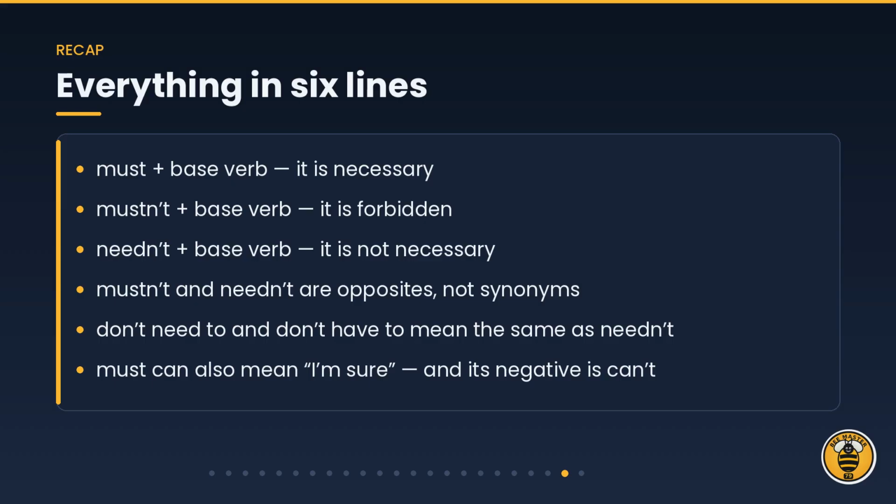Let's bring it all together. Must plus the base verb, it is necessary. Mustn't plus the base verb, it is forbidden. Needn't plus the base verb, it is not necessary. Mustn't and needn't are opposites, not synonyms. Don't need to and don't have to mean the same as needn't. And must can also express certainty, in which case its negative is can't.